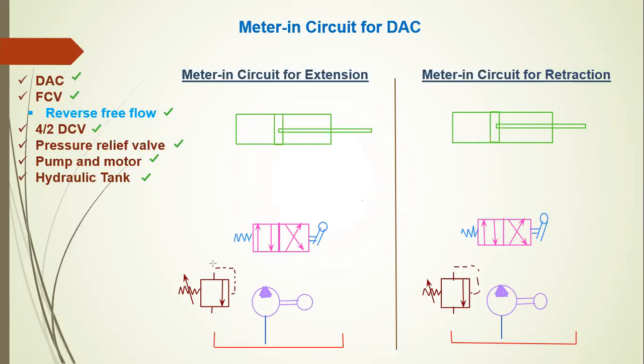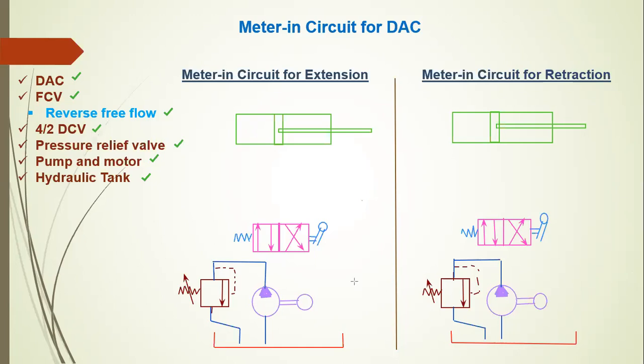Then we connect the pressure control valve in parallel to the hydraulic pump, and the output from the pressure control valve is drained into the hydraulic tank. We draw both sides. Here we connect the hydraulic pump motor set to the pressure relief valve.